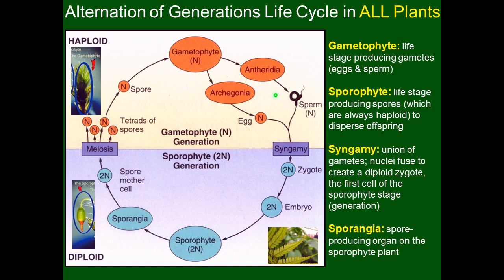Then there's the sporophyte part, where the life stage is producing spores, which are always haploid, to disperse offspring. And is that one meiosis or mitosis? Then we have something called syngamy, which is the union of gametes. It's kind of like fertilization, so nuclei fuse to create a diploid zygote, the first cell in the sporophyte stage. And then there's something called a sporangia, which is a spore-producing organ on the sporophyte plant.